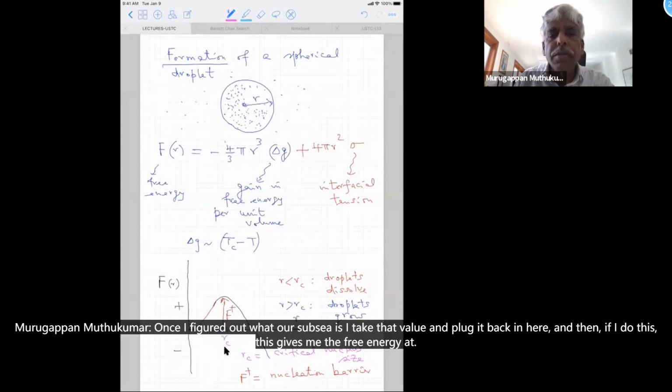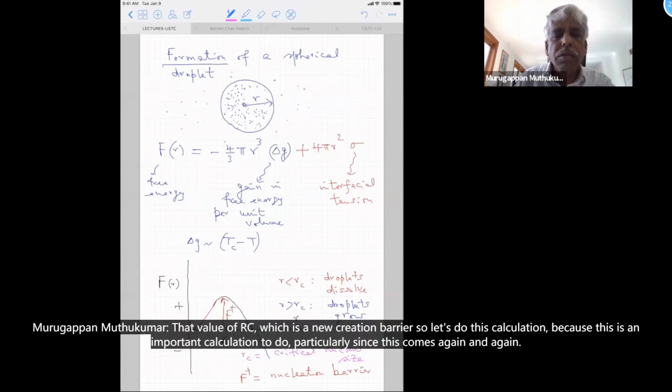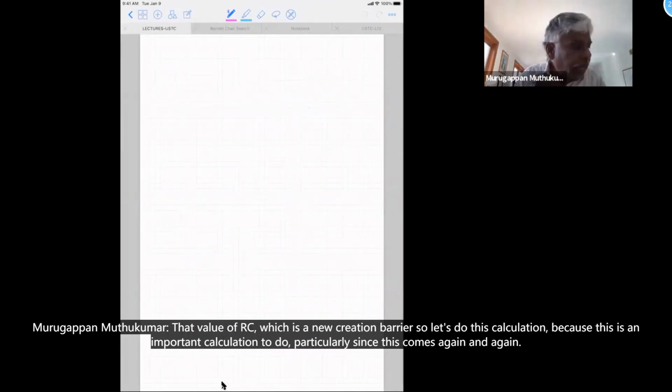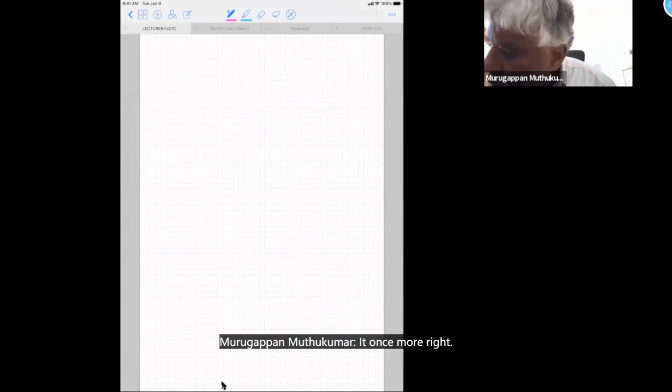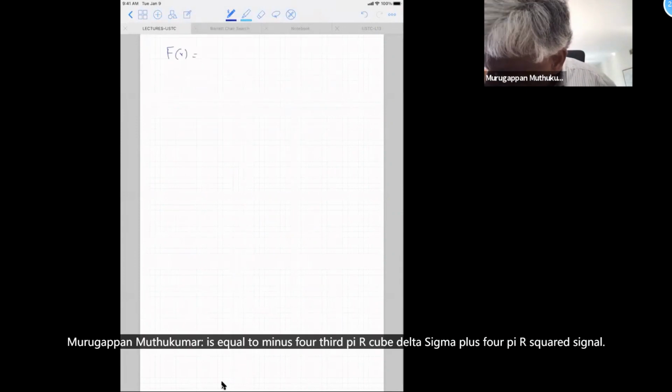Once I have figured out what R sub C is, I take that value and plug it back in here. That gives me the free energy at the value of RC, which is our nucleation barrier. So let's do this calculation, because this is an important calculation, particularly since this comes again and again. Once more, I write F(R) is equal to minus 4/3 pi R cubed delta sigma plus 4 pi R squared sigma.